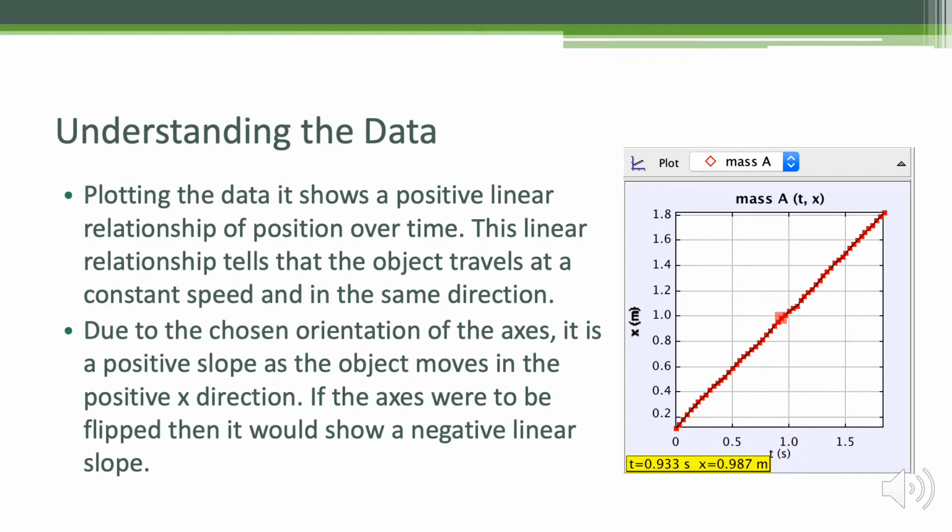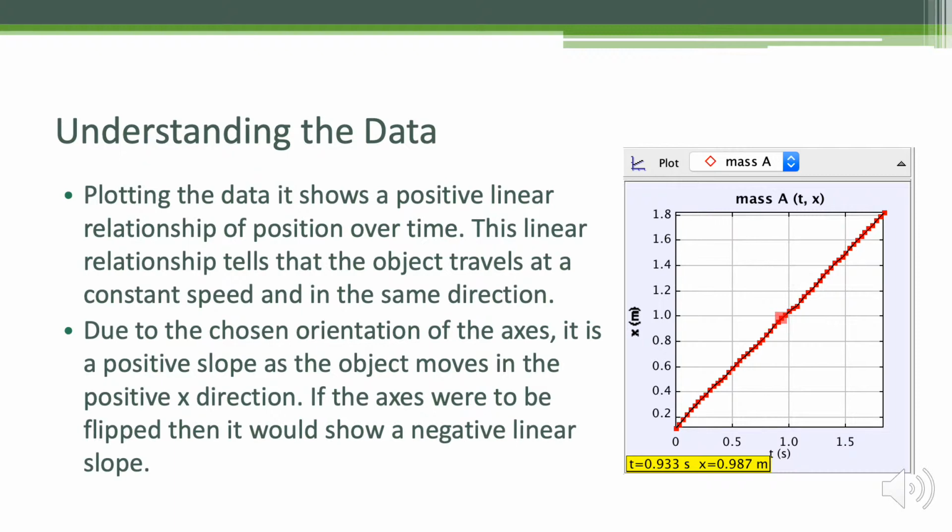Using what we got from Tracker, we can see on the y-axis the position change in meters over the time change in seconds of the longboard. Since it is a linear relationship, that means that the object traveled at a constant velocity. Since it is also a positive slope, it showed that the object moved in the same direction, in the positive X direction. If I had chosen the axes to be opposite or switched, then it would show a negative linear slope.